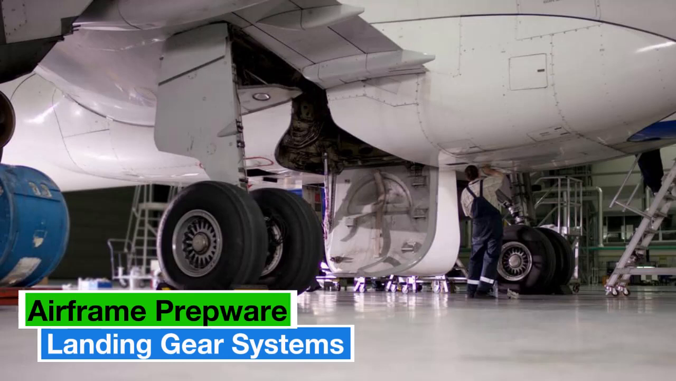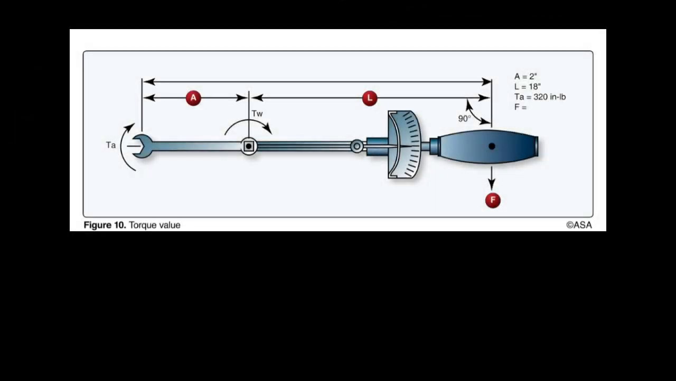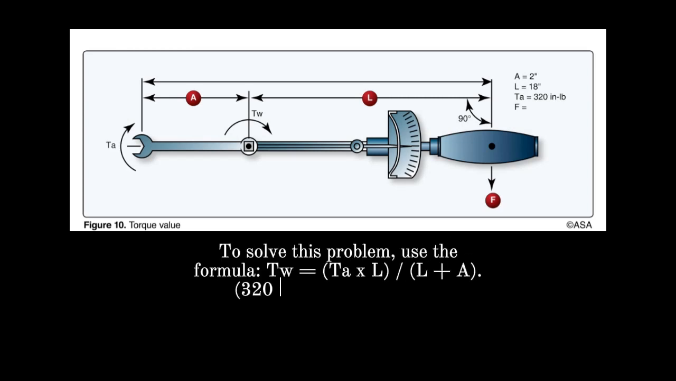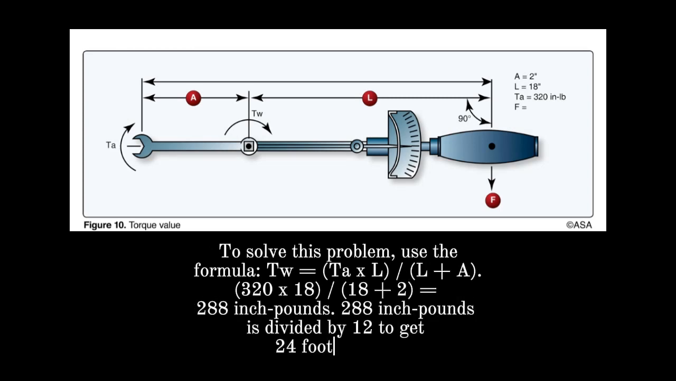D-booster valves are used in brake systems primarily to reduce the pressure and release the brakes rapidly. Refer to Figure 10. The trunnion nut on an aircraft landing gear requires a torque of 320 inch-pounds. To reach the nut, a 2-inch straight adapter must be used on an 18-inch torque wrench. How many foot-pounds will be indicated on the torque wrench when the required torque of the nut is reached? 24.